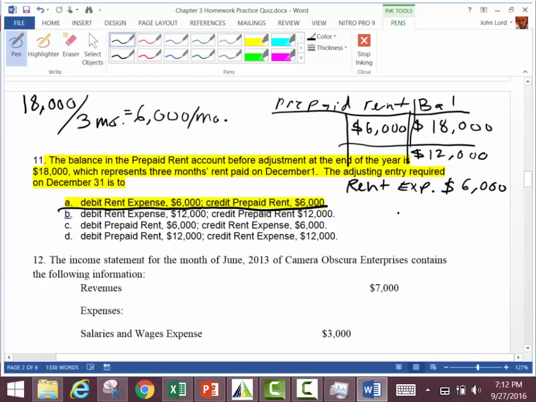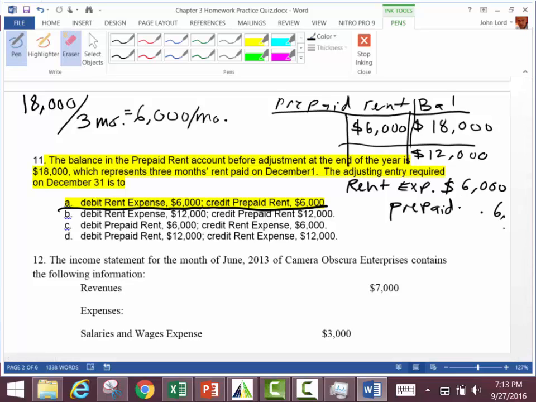Good. Debit rent expense 6,000 and credit what? Beautiful. That's a beautiful looking journal entry. No, we're not crediting prepaid insurance. We're not crediting the expense. We're crediting what? Prepaid rent, the asset, right? Credit the prepaid rent. Good.